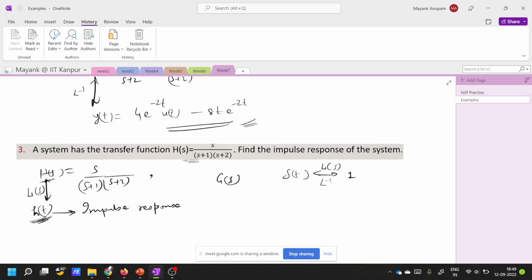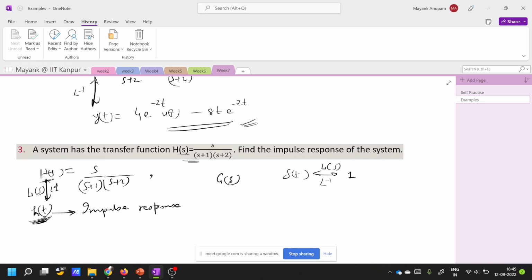So the output response that will come is H of s into 1. Correct. So this is what is impulse response h of t. Its Laplace transform is H of s. Okay.